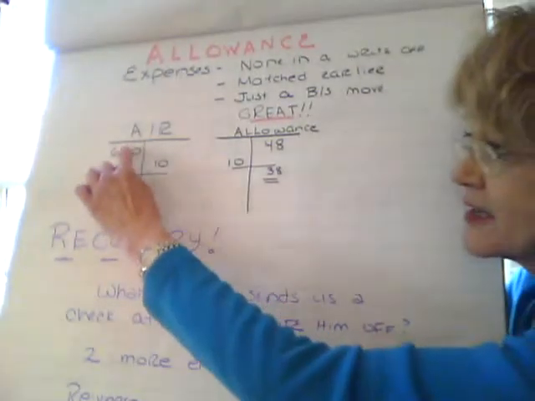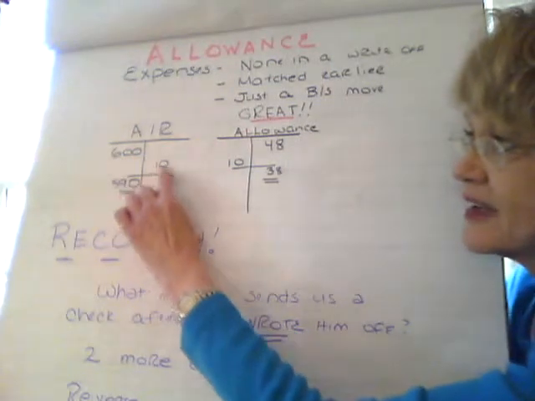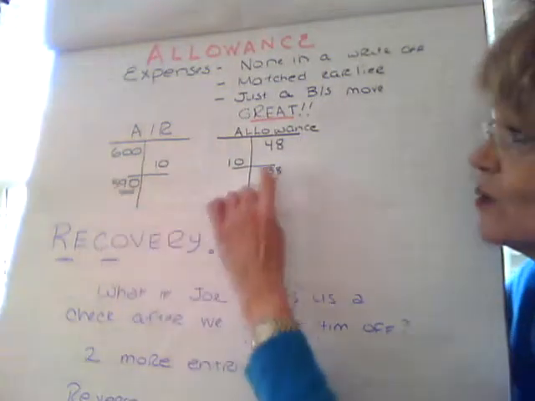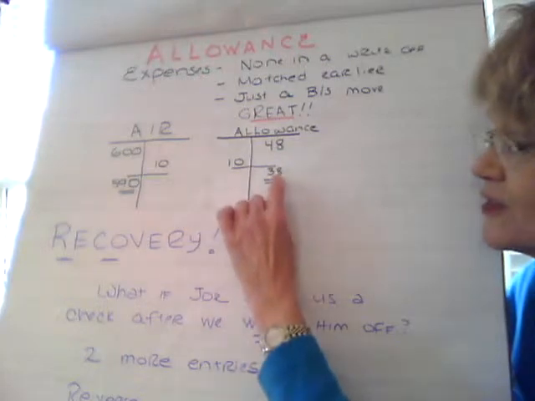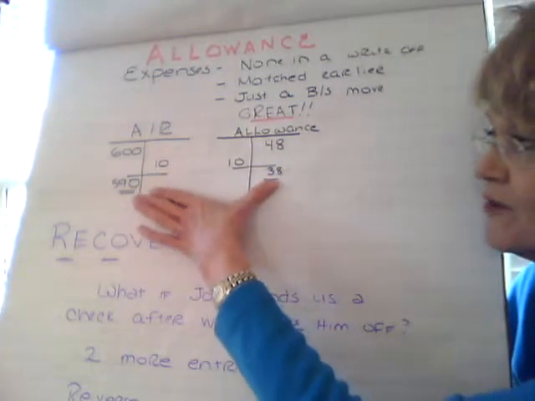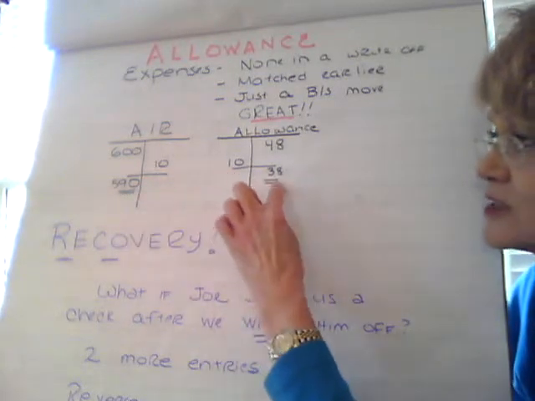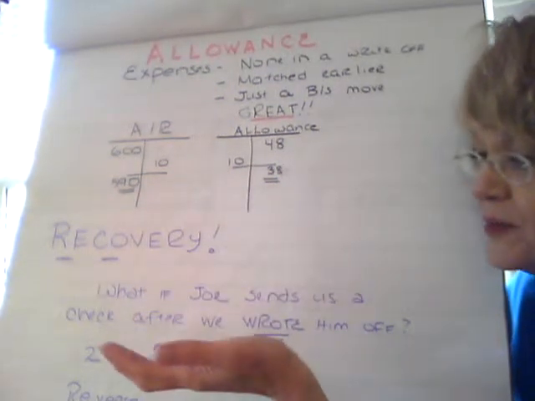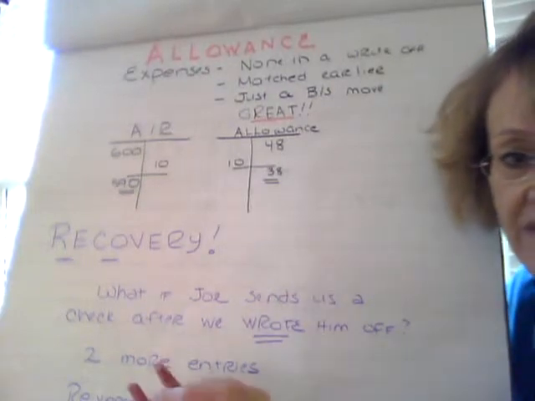So here's what it looks like again. We've got the 600 less the 10, or the 590. We've got the 48 less the 10. We've got the 38. So right now we have a balance between the two of them of 590 minus 38, which is going to be recoverable. And that's all we think is going to happen.